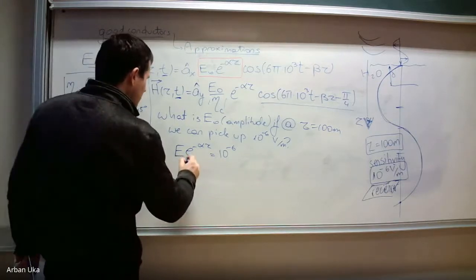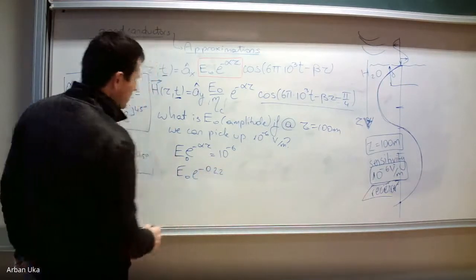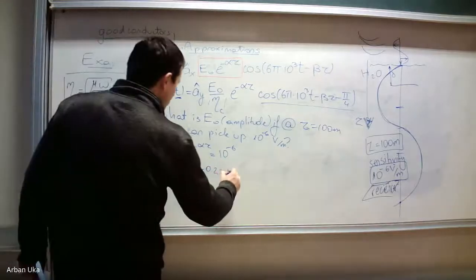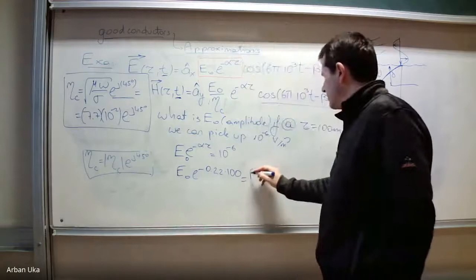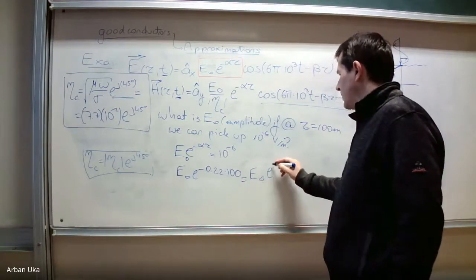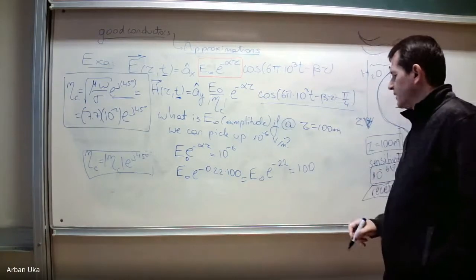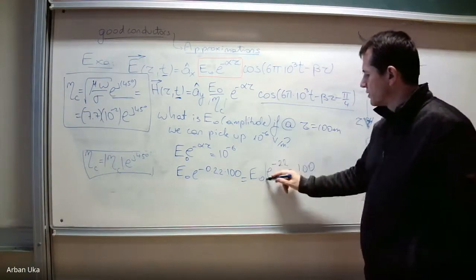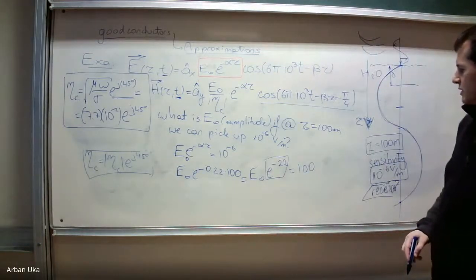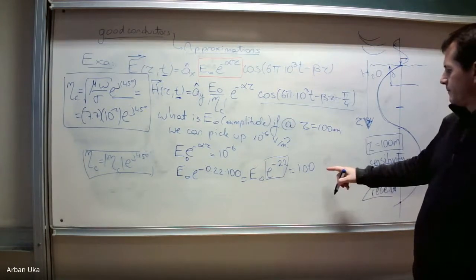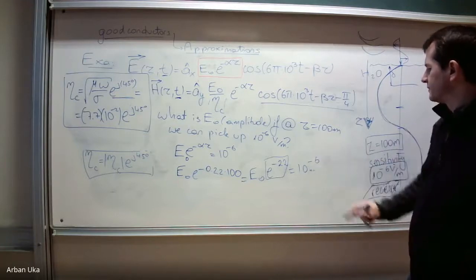And then this is E0 times e to the power minus 0.22. This was what alpha was, times 100. This becomes E0 times e to the power minus 22. This is equal to 100. So this e to the power minus 22 is an extremely small number, okay? Sorry, this is not 100, this is 10 to the power minus 6, okay?